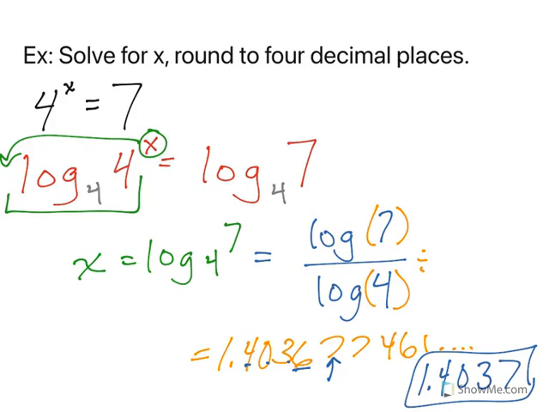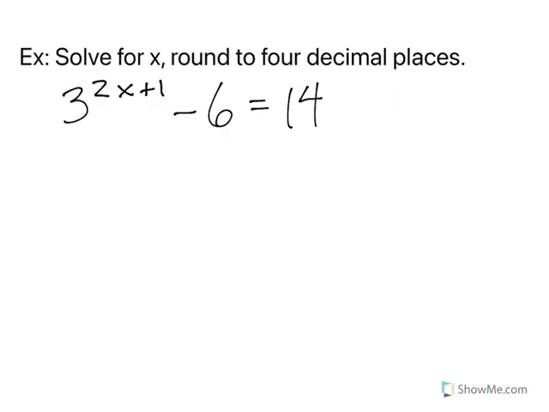And if you're wondering, is that correct? Well, plug it in. If you go to your calculator and you type in 4 raised to the 1.4037, do you get approximately 7? If so, then you're correct. Okay? All right, let's do another one.